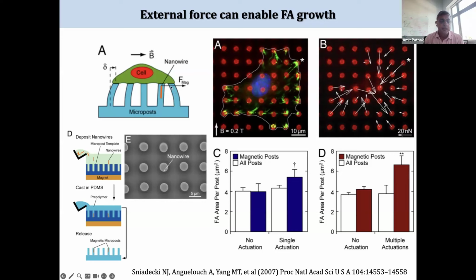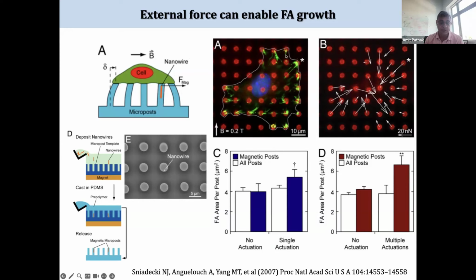And what they did is that in some of the posts, they added these magnetic nanowires. So there'll be one post here and there on which you can apply a magnetic force, like a magnetic tweezer type of situation. Now, if a cell is laid out like this, is spread out, it will autonomously form some adhesions. So this is one of the projects I did when I was a PhD student with Christian's lab.